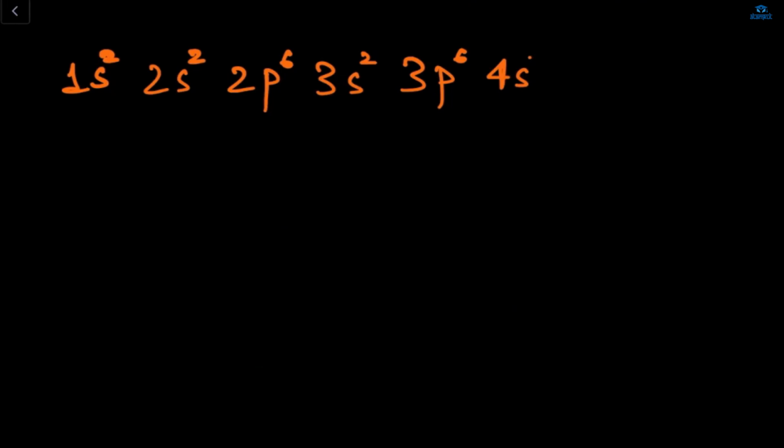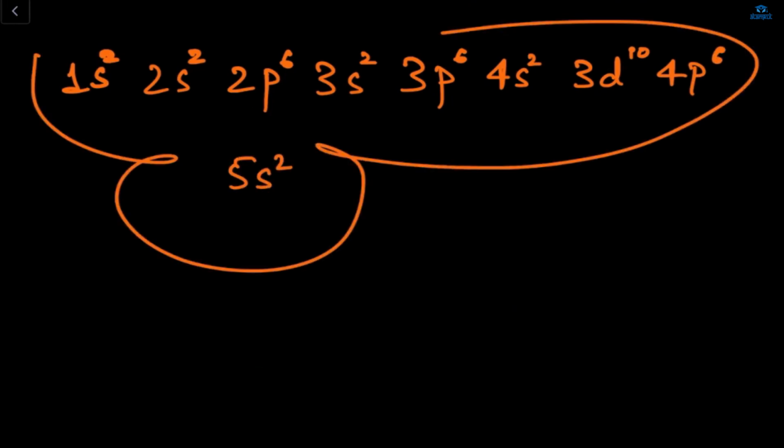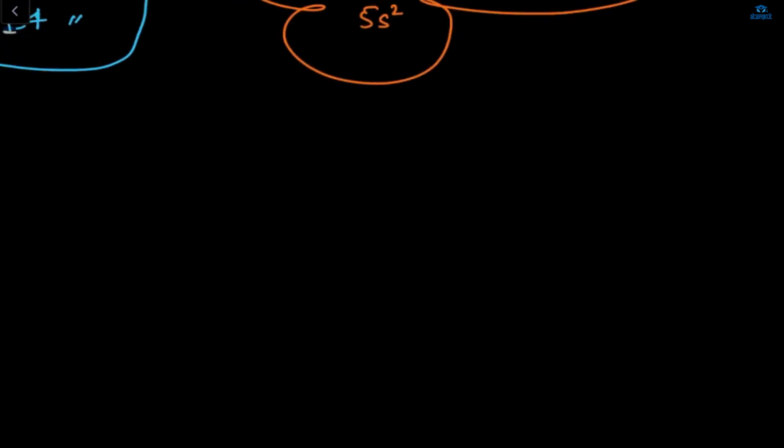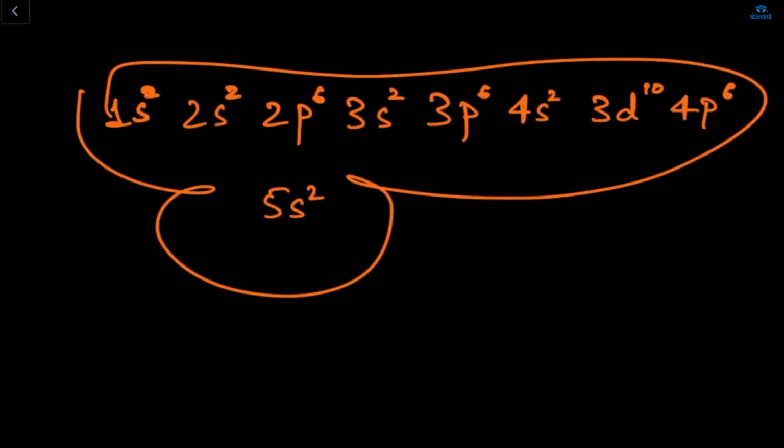This is the pattern. First I'm writing the pattern, then I will tell the oxygen. So 1s2, 2s2, 2p6, 3s2, 3p6, 4s2, 3d10, 4p6, 5s2. Okay. For the smaller one, it's enough to write this much.